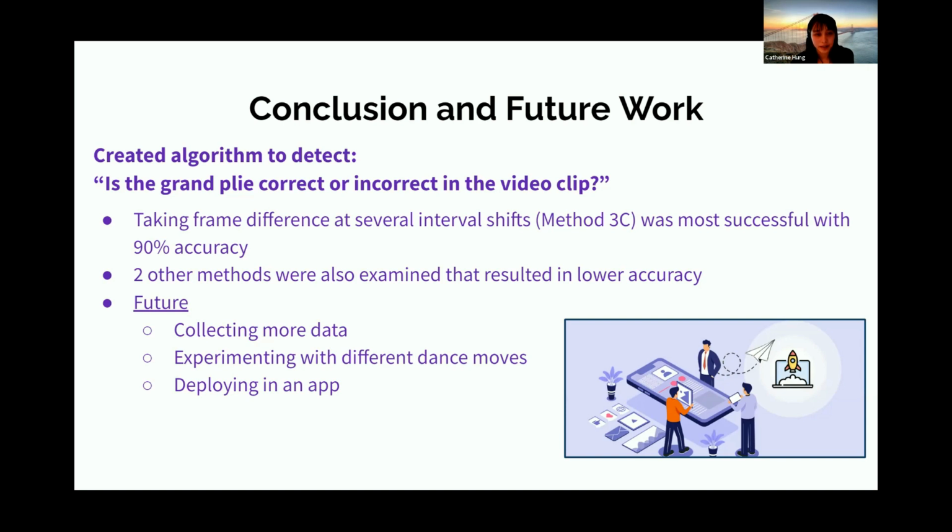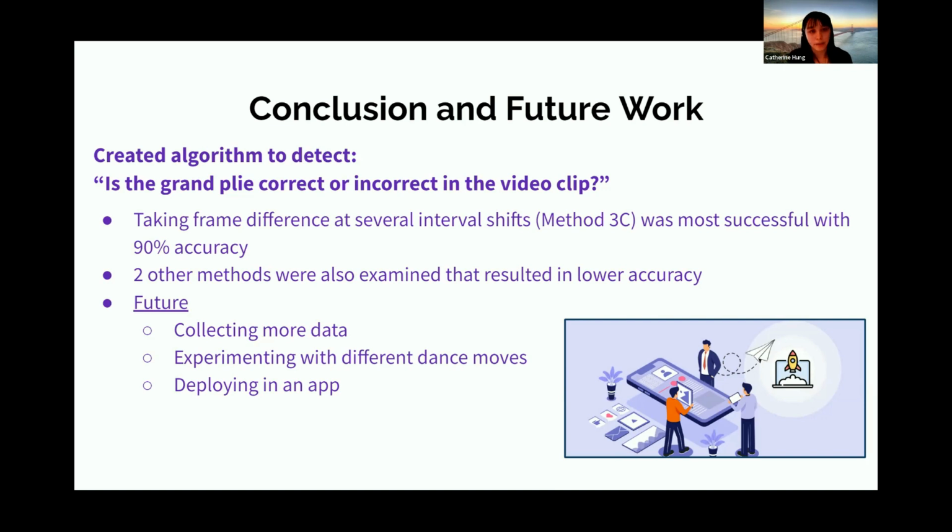In the future, I would like to focus on collecting more data and also experimenting with different dance moves, because different dance moves have different criteria on what makes them correct or incorrect. And also different dance styles. For example, if I were to predict whether or not a turn was correct or incorrect, I might look at something else other than the smoothness, although that would be a factor, such as the foot placement and whether or not there was any hopping.